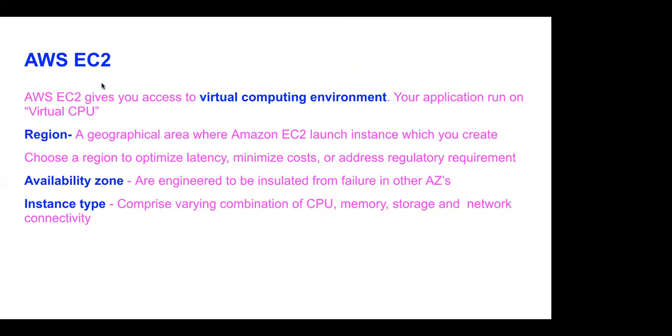And what are the things we need to keep in mind while creating an instance? First and foremost, the region where we are creating. Till now, what we studied, IAM and S3, were all global services. But whatever we are going to study going forward is region dependent. So if you want to create an EC2 instance, the first thing you need to choose is the region. What is a region in layman language? It's a geographical area where Amazon EC2 launches the instance which you create.